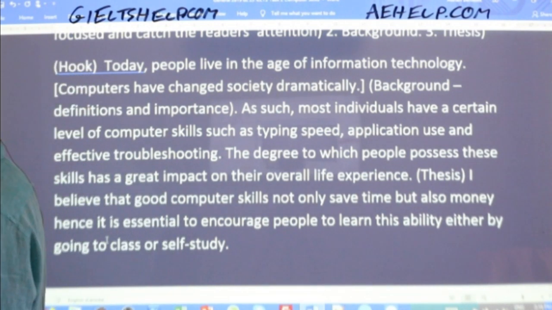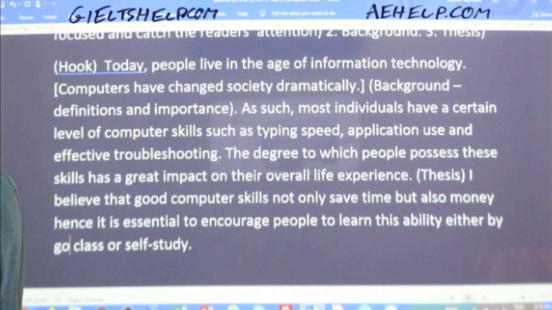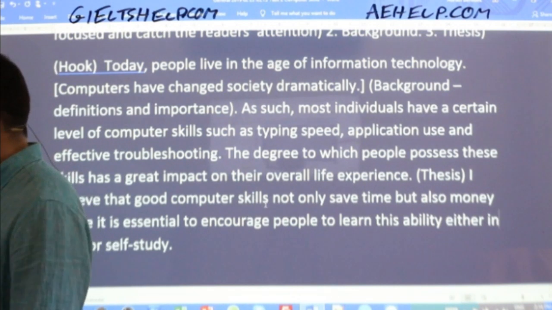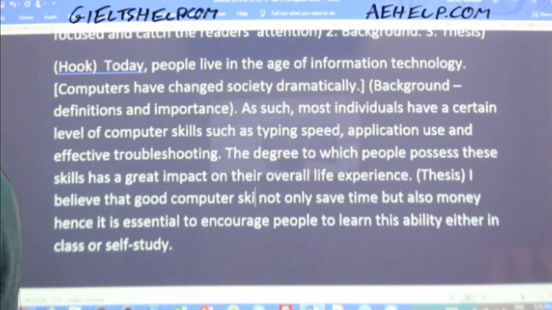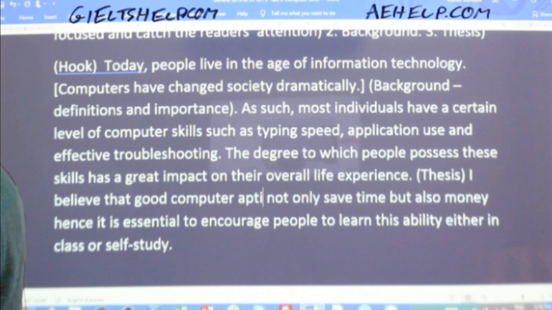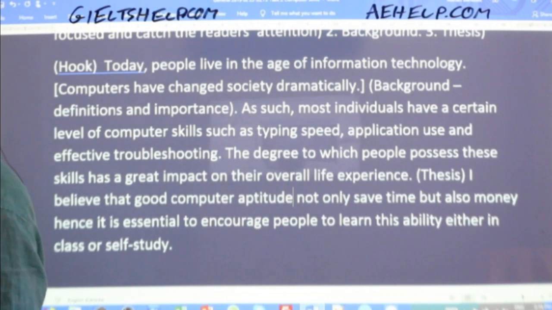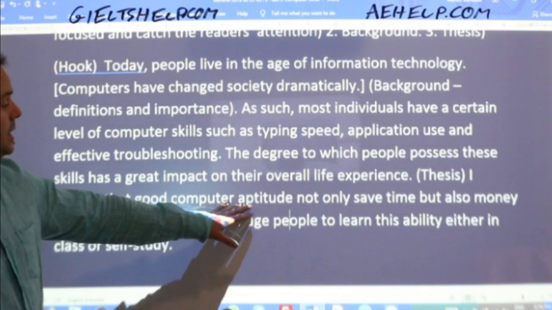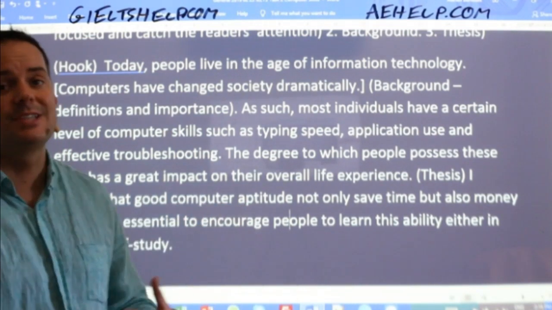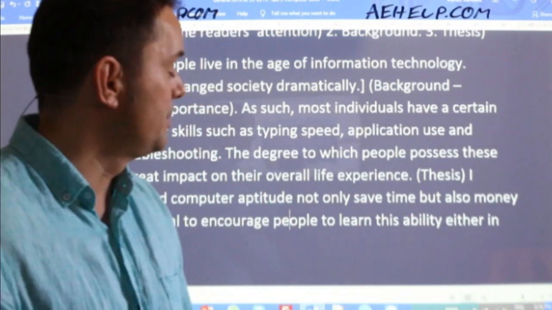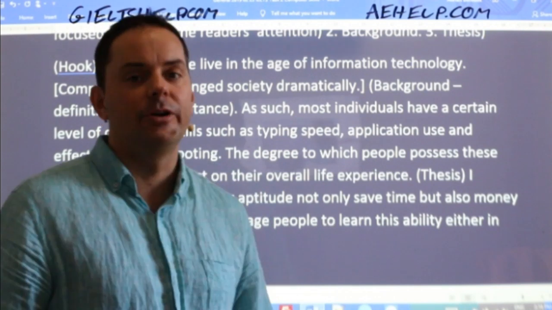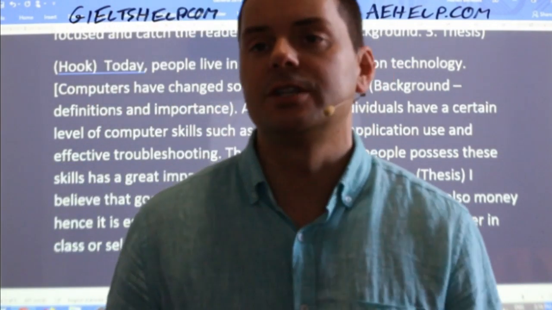Now, a little bit of correction here. Either in class or self-study. We have a lot of repetition of skills, so let's replace this with aptitude. Okay, it gives you a little bit of a higher level vocabulary. Aptitude is your knowledge of, it's your skill level. So remember that word aptitude. All right, it's a nice one. It's a little bit of a higher level word than just saying skills.